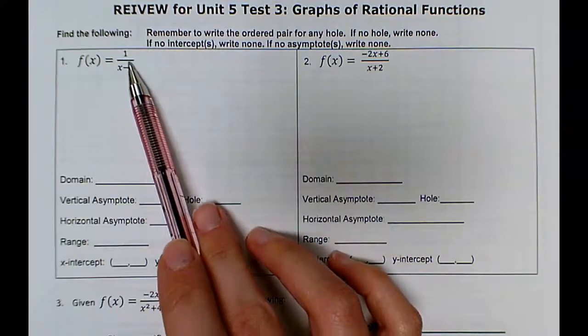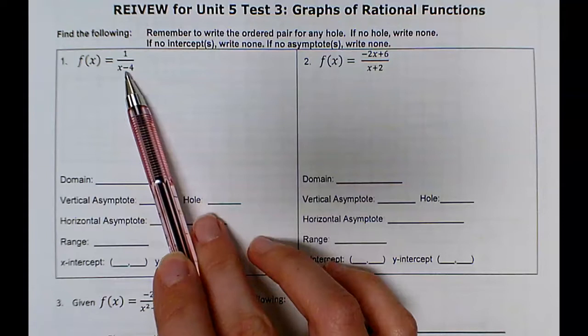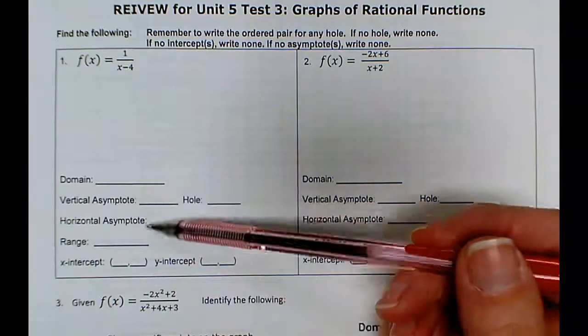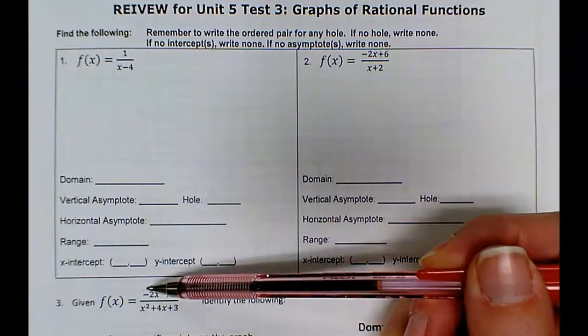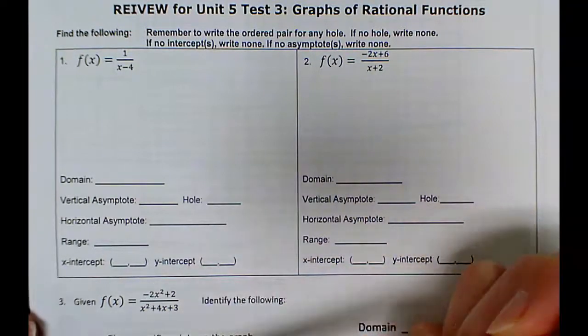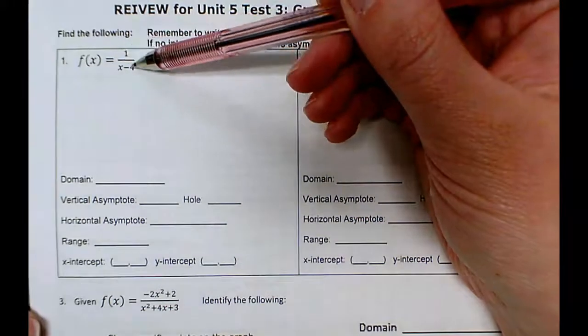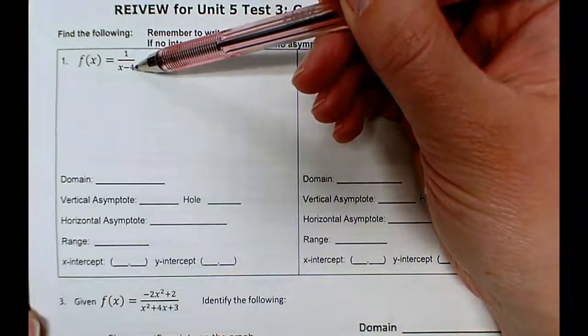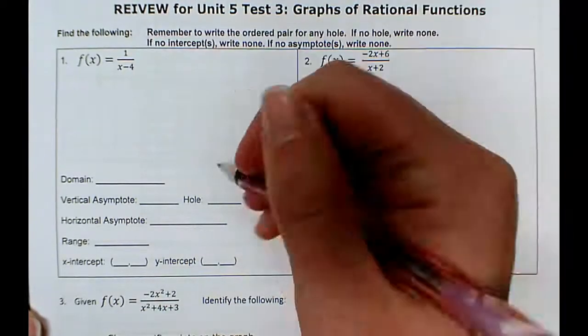This looks like we've transformed the parent function 4 units to the right. So that would kind of be from yesterday's notes, but it's not something that's asked for. Now, it's pretty easy to identify the holes of the graphs. This is the factored form. There's no common factors on top and bottom to cross out, so that means that there are no holes.